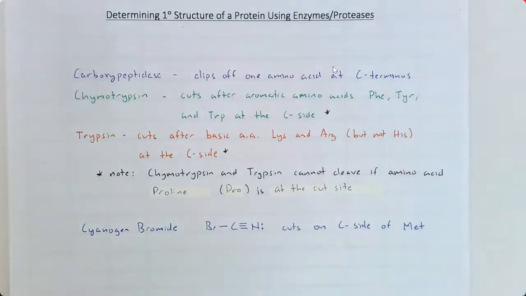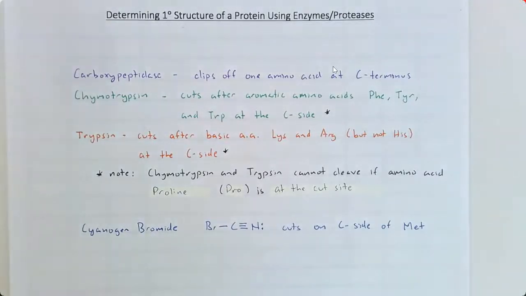Chymotrypsin cuts after aromatic amino acids phenylalanine, tyrosine, and tryptophan. And those are the three aromatic amino acids that I want my class to memorize. And chymotrypsin cuts at the C side. And I'll show you an example. What do I mean by C side versus N side?